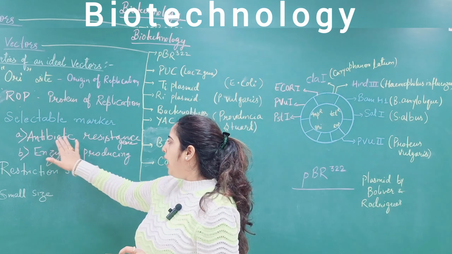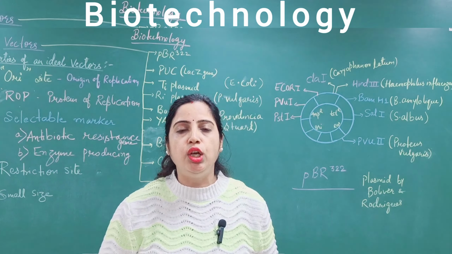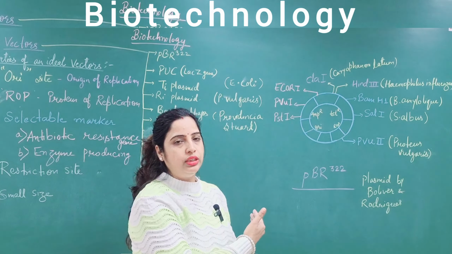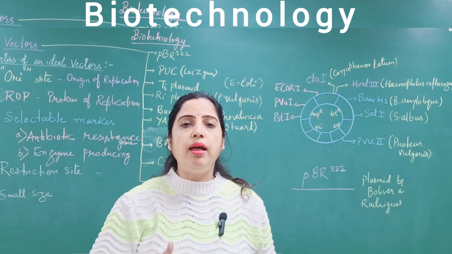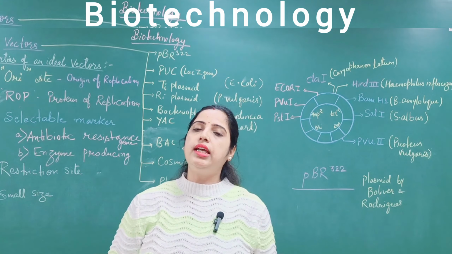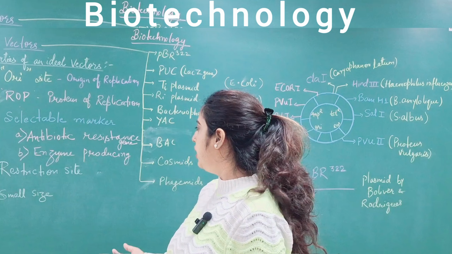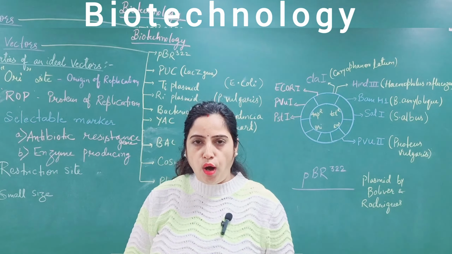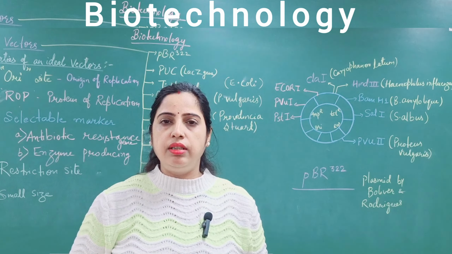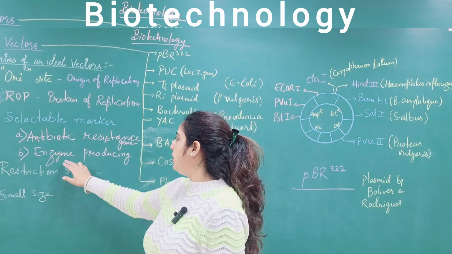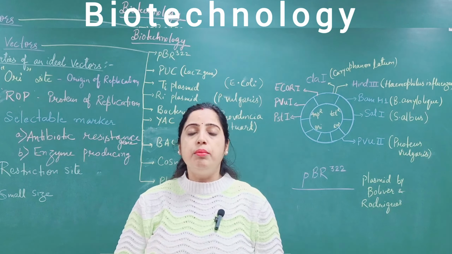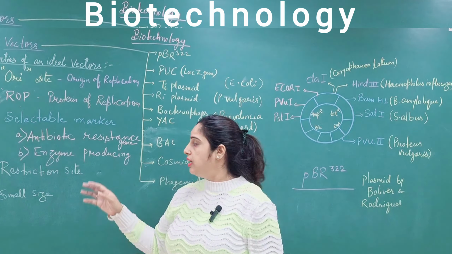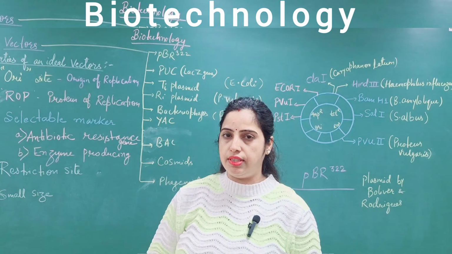Okay, so an antibiotic resistance gene could be one of the selectable markers. We are going to discuss one of the important vectors which will have ampicillin or tetracycline as the antibiotic resistance gene. Now, in some plasmids you won't find any antibiotic resistance gene. Rather, we can use the enzyme producing property, which can also be used as a selectable marker. I will be telling you an example of this.